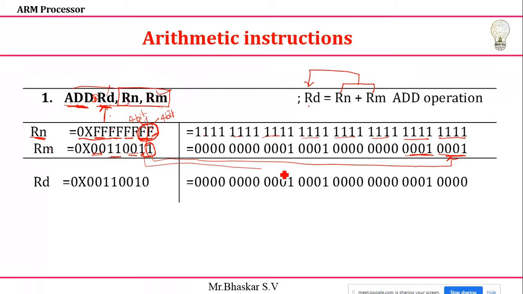Another way I'm going to represent it is: next 0000, next 0000, next 0011, next 0011, next 0000. Once you split it this way, the processor will do the addition in terms of binary values, binary addition. You can see, 1 plus 1. What is the value of 1 plus 1?